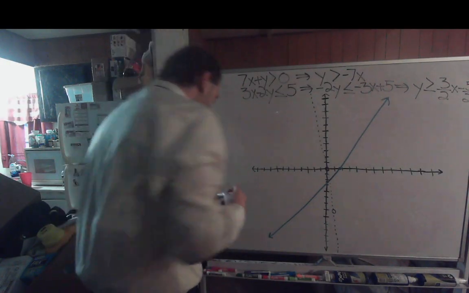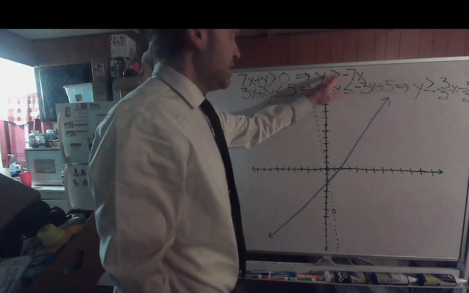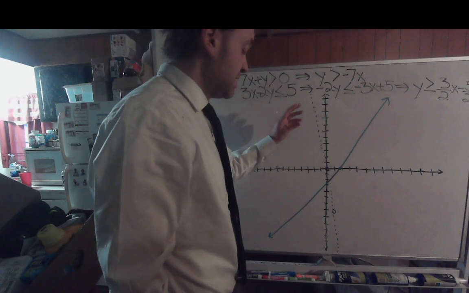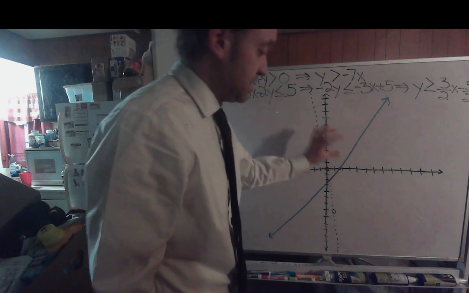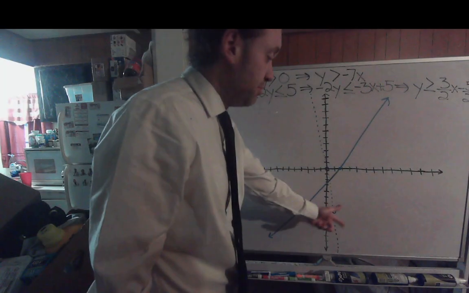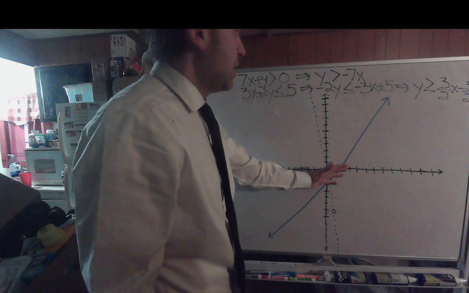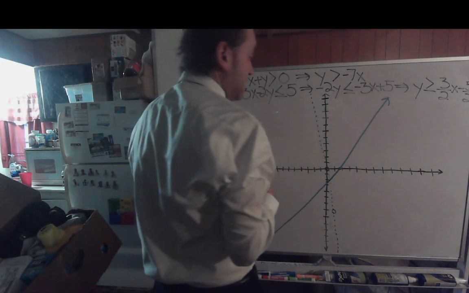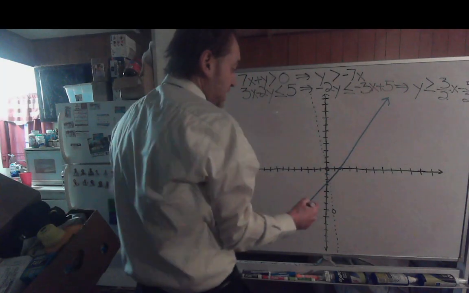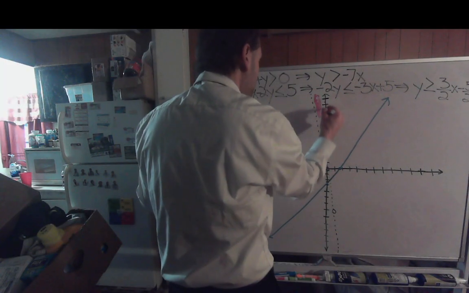So we need to shade the region where y is greater than negative 7x, which would look more to the right of this purple line, which would technically be above it. And then we also need to shade the region where y is greater than or equal to 3/2 x minus 5/2, which would be above this blue line. So here is going to be the region that you would shade.